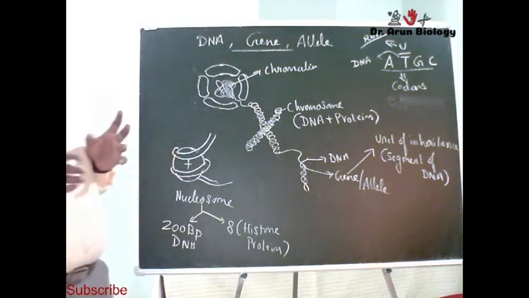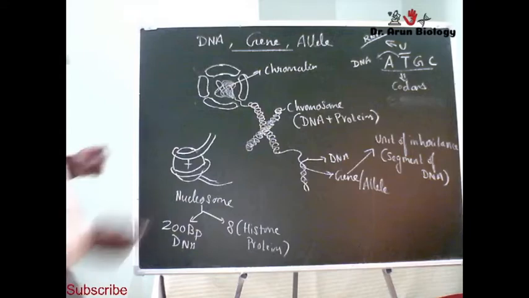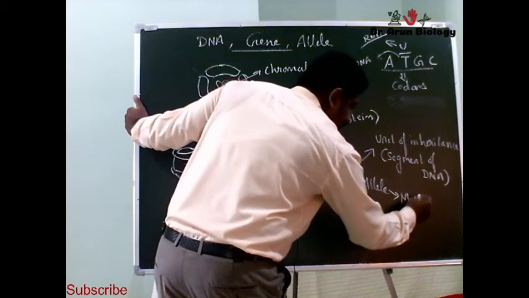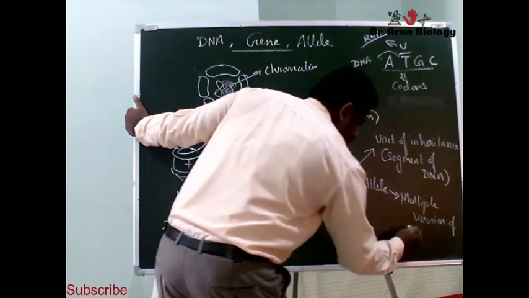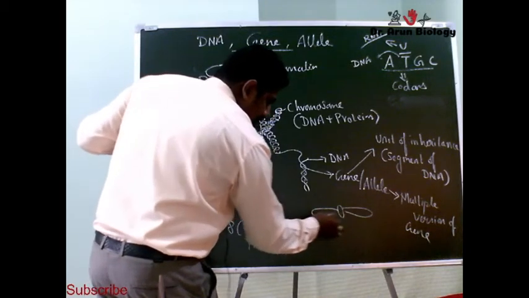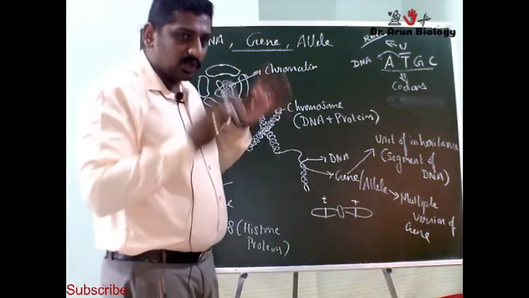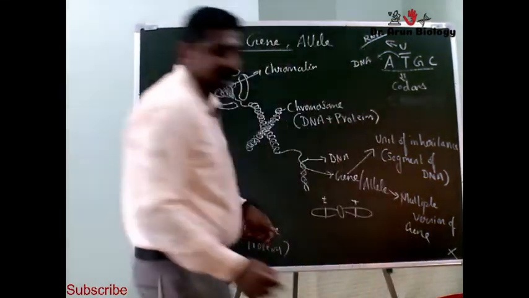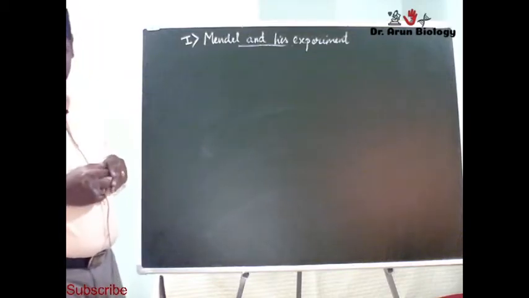So what is a gene? Gene is a small segment of DNA and it is a unit of inheritance. The genes will come in multiple versions. The multiple versions of a gene are called alleles. For example, if I take a chromosome like this, capital T allele is here, small t allele is here. So allele is the location of the genes controlling a particular character. Okay, children, now we can discuss Mendel and his experiment.